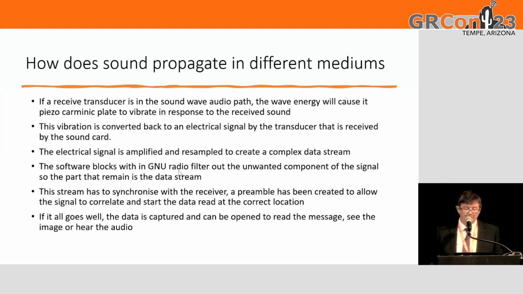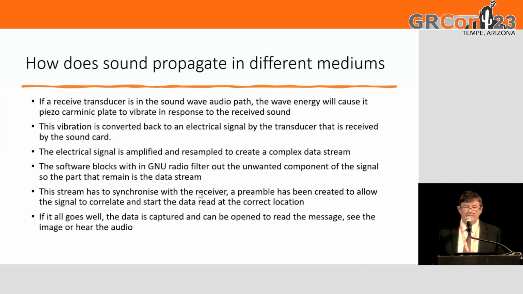Basically, how you're propagating data is with an ultrasonic transducer. On the receive side, the sound wave's energy causes a piece of ceramic plate to vibrate, and on the transmit side, you're converting the electrical signal into an audio signal. The electrical signal is amplified and resampled to create a complex data stream, and the software block in GNU Radio filters out the unwanted components of the signal. The part that remains is the data stream, and the stream has to synchronize with the receiver.